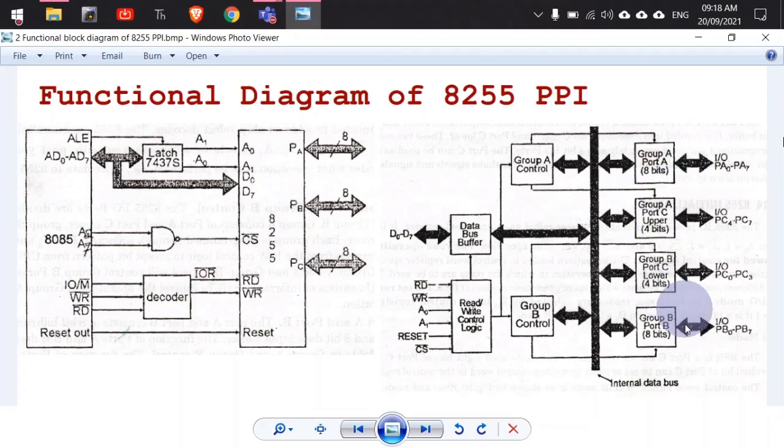Similarly, there is this group B, and then there is this group A control, group B control. So we will see what this control means, because it comes from the control logic. And here you have read, write, A0, A1 signal, reset signal, and chip select signal. So A0, A1 will be selecting ports out of these 3 ports. And there is this data bus. So the data bus buffer is there. So data will be read into that. So this is the functional diagram.